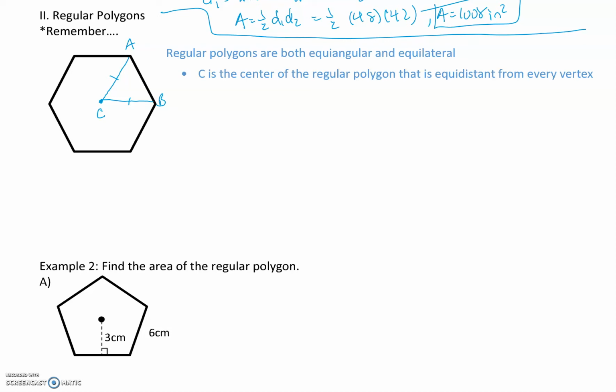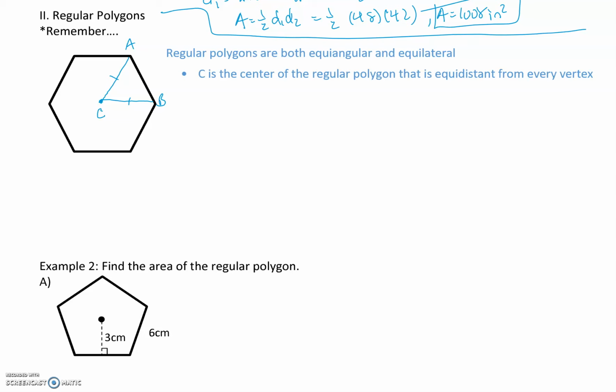So kind of like the center of the circle, each of these lengths, like C to A, C to B, and C to any of those other vertices, are almost like a radius, but not the same thing as a radius of a circle, because that's equidistant to every point on the circle. But that's kind of drawing a parallel there.